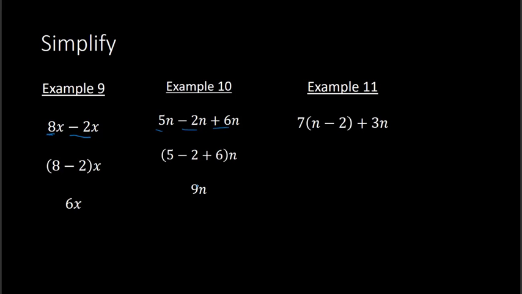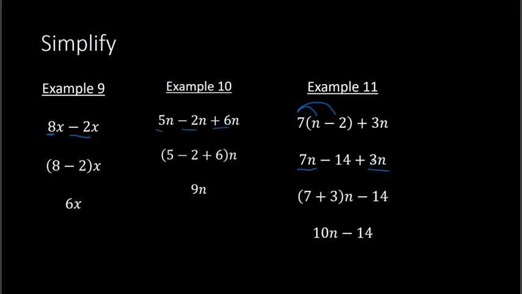Example 11. Here we need to distribute first before we can simplify. So to distribute, I take 7 times n, and then 7 times negative 2. 7 times n is 7n. 7 times negative 2 is negative 14. So I can combine like terms. So we see here a 7n and 3n. Those both have n's in the expression, whereas the minus 14 does not have any n's, so I cannot combine it with the 7n and the 3n. So 7n plus 3n would give me 10n, because 7 plus 3 gives me 10. So my simplified form would be 10n minus 14.